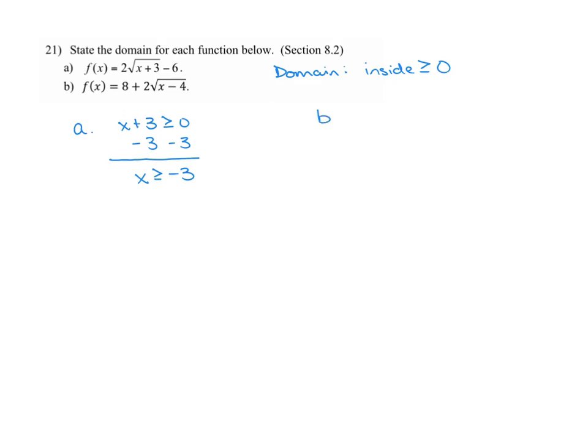So for example B, same thing. I want to set my inside, my x minus 4, greater than or equal to 0. We can add 4 to both sides, and we get x is greater than or equal to 4. And that's our domain.